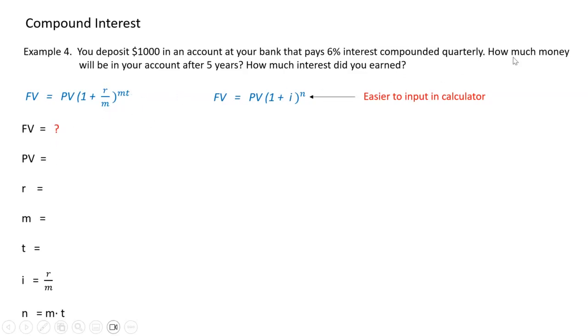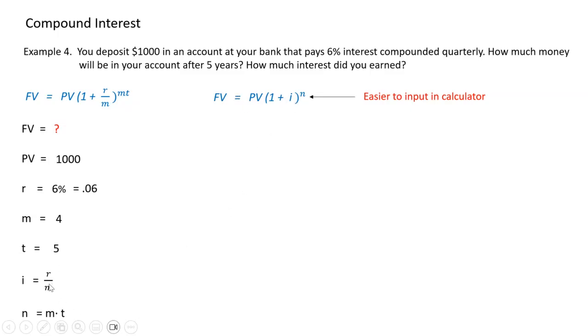Okay, what are we looking for? We're looking for the future value, right? It says here, how much money will be in your account after 5 years? 5 years is the future, so we're looking for the future value. The present value, or the money that you deposit, is $1,000. The R is the interest rate, which is 6%. Converted to a decimal, that gives you 0.06. The M, compounded quarterly, so M is equal to 4. The time is 5 years, so T is 5.